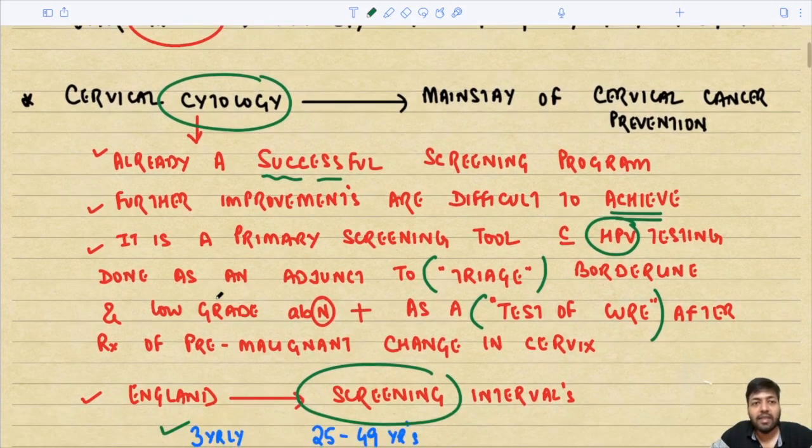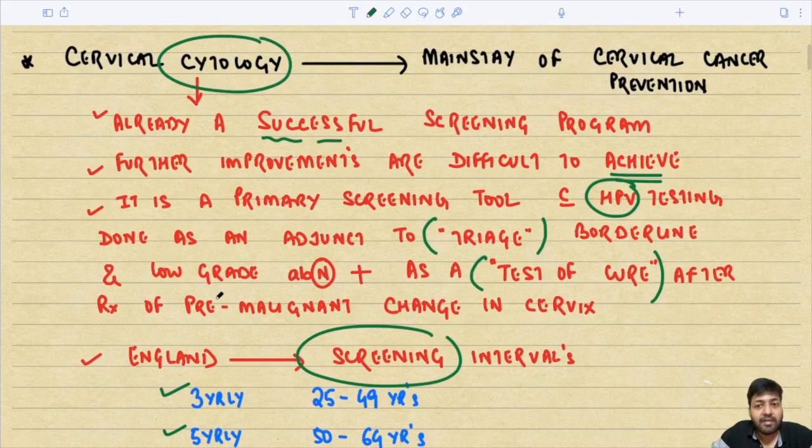Already, this cervical cytological screening process is a very successful screening program, and it is very difficult to achieve further improvement in this program. It is the primary screening tool, and along with that, the molecular testing of HPV as of now is only done for triaging and as a test of cure. What triage is and what test of cure is, we will discuss in the later half.